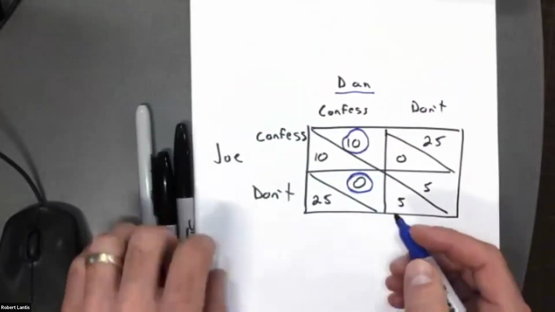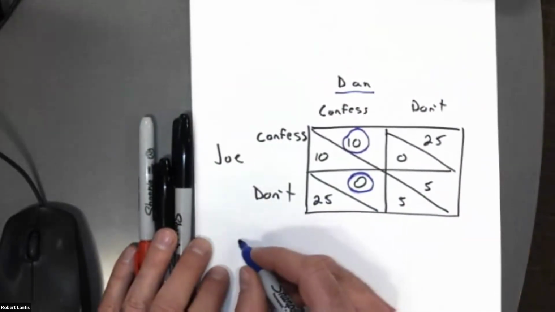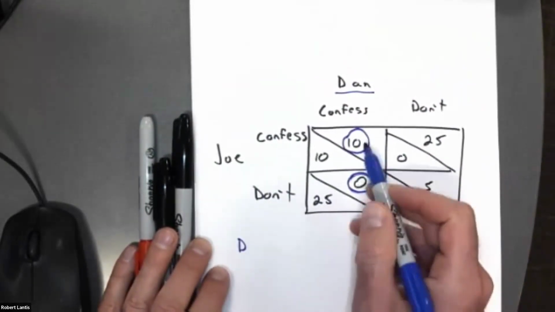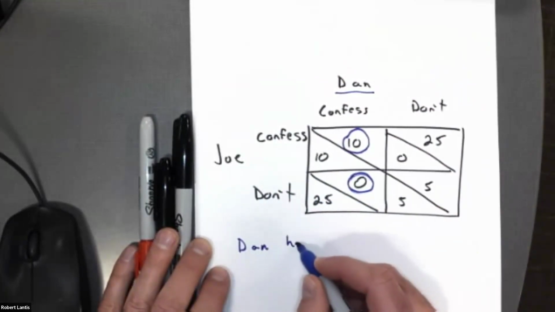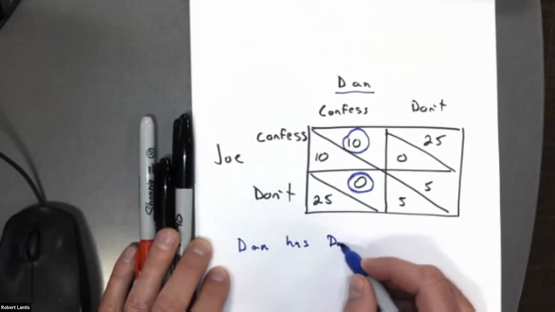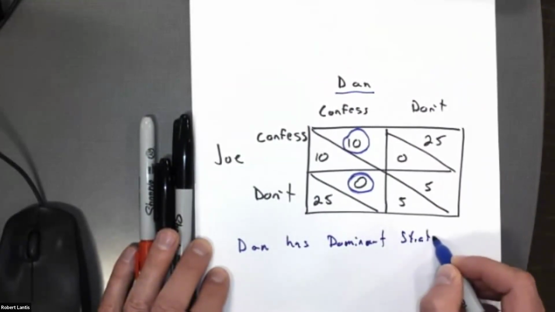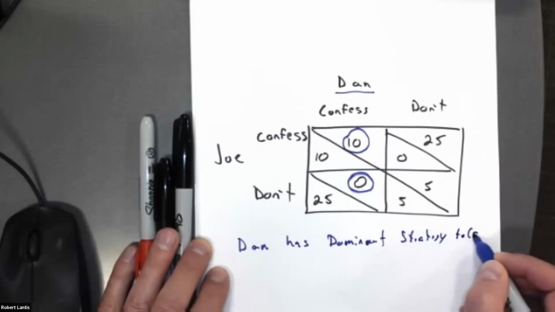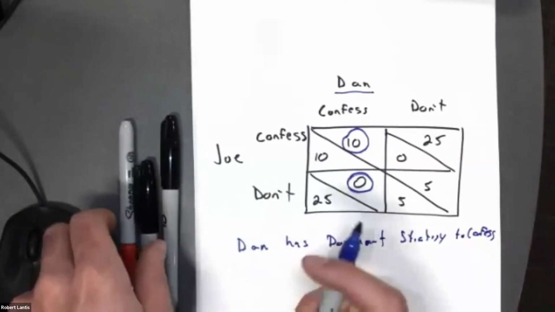So we've identified Dan's best responses to both of Joe's possible strategies. So here, notice Dan is always going to confess regardless of what Joe does. So Dan is going to have what we would call a dominant strategy: confess.